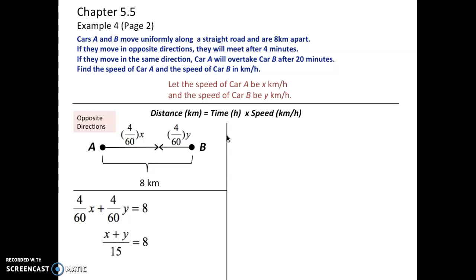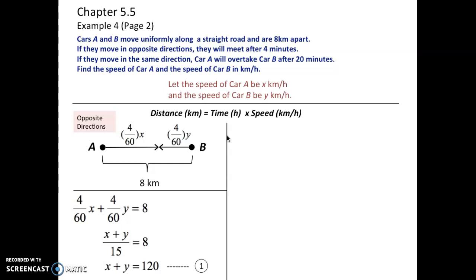Working this out, 4 over 60 when simplified gives you 1 over 15. So since now both the fractions have a denominator of 15, I can combine my numerators together to give me x plus y. Following this, I have a single fraction on the left hand side, so I can cross multiply to give me x plus y equals 120, which I'm going to label as my first equation.